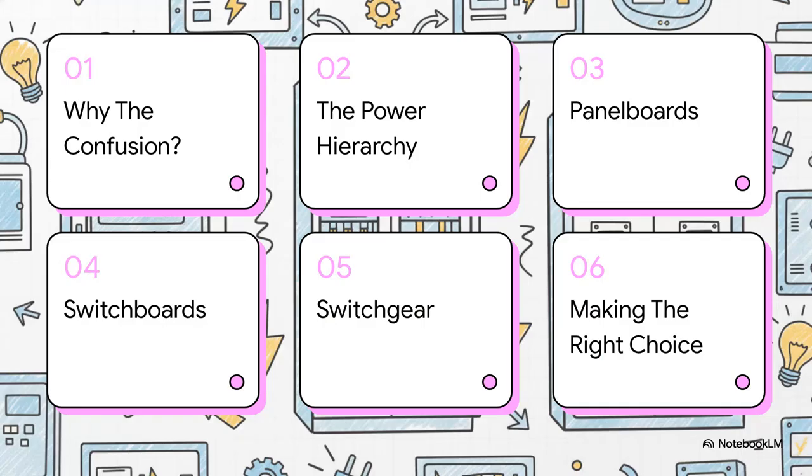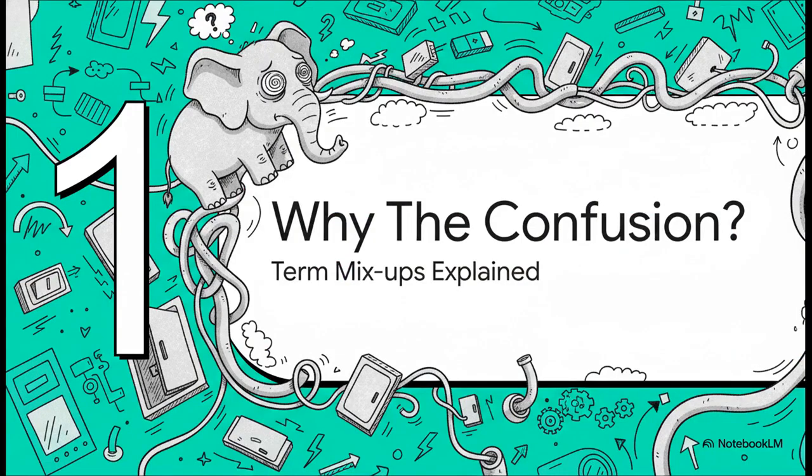I've structured this explainer into 6 clear sections. We'll be covering why the confusion, defining the power hierarchy, panelboards, frontline distribution, switchboards, the middle ground, switchgear, top-tier performance, and finally, making the right choice. Section 1. Why the confusion?